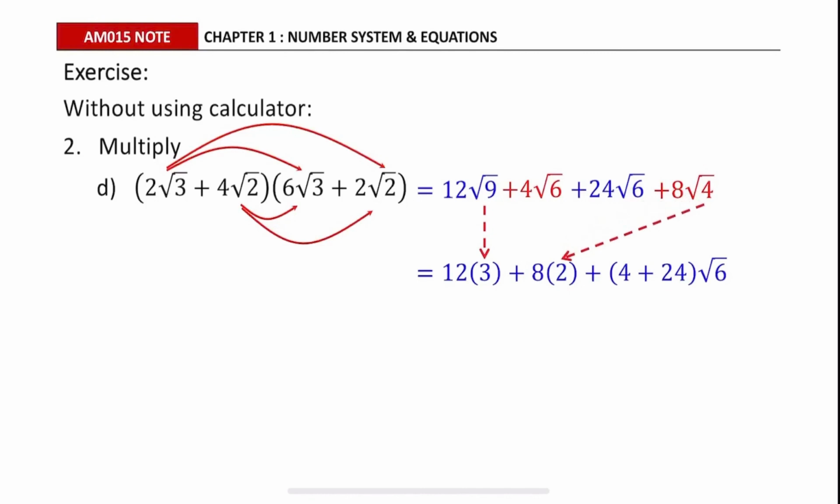In this expression, we group the whole numbers together, and the same goes with the surds. Then we get the answer.